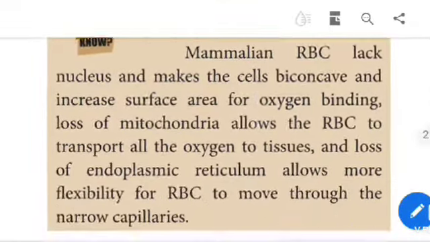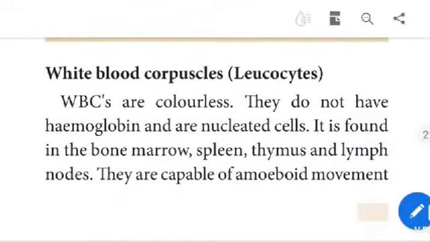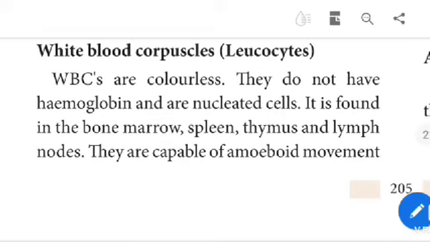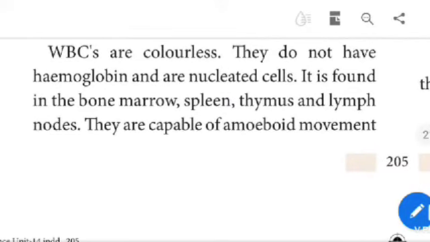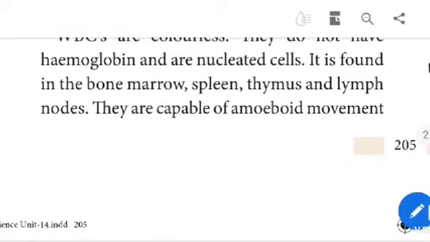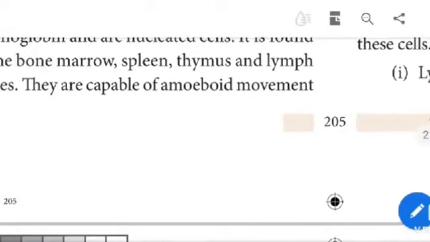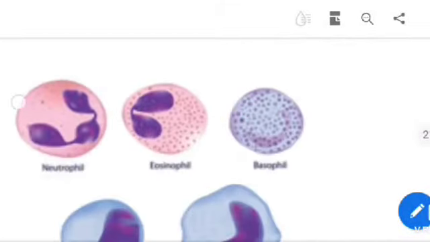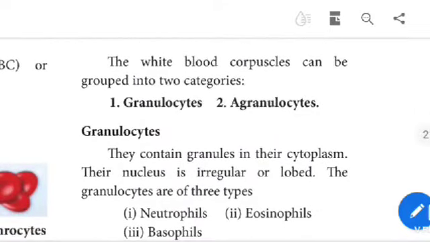White blood corpuscles or leukocytes. WBCs are colorless. They do not have hemoglobin and are nucleated cells. They are found in the bone marrow, spleen, thymus, and lymph nodes. They are capable of amoeboid movements. The white blood corpuscles can be grouped in two categories.